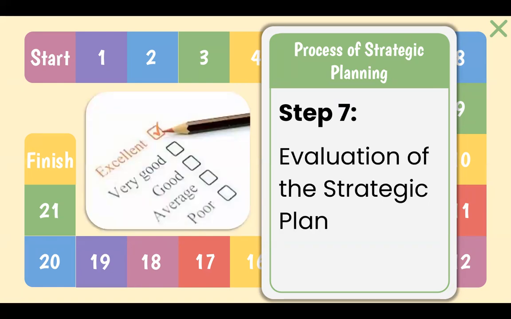Step 7, evaluation of the strategic plan. The last phase of strategic planning is evaluating the plan itself. The top management must now assess whether the firm has been able to achieve its directions. If not fully achieved, what is the level of achievement? The evaluation phase leads to the identification of actual results and the appraisal as to whether these actual results meet the set expectations.